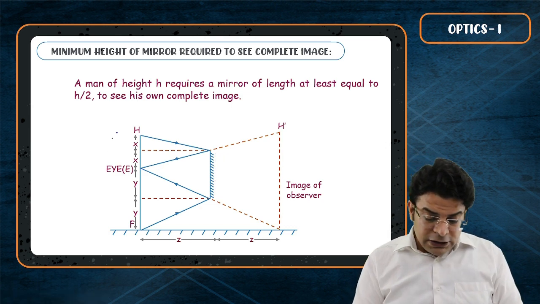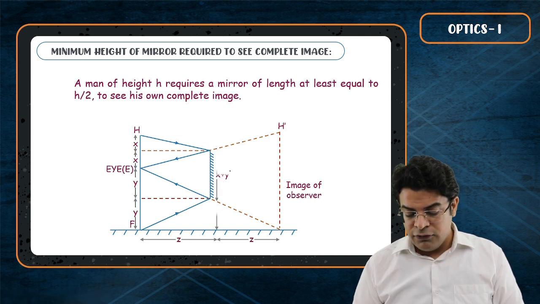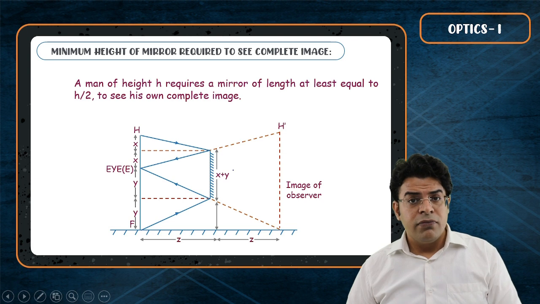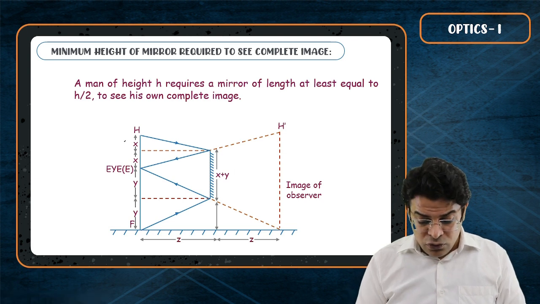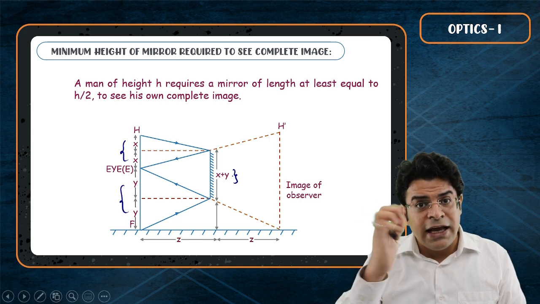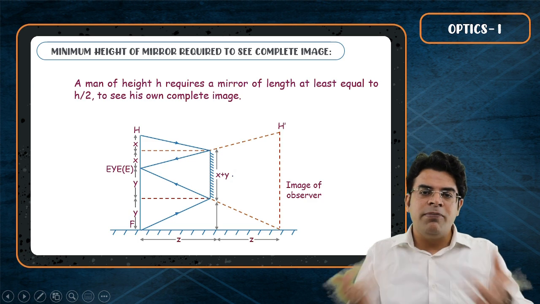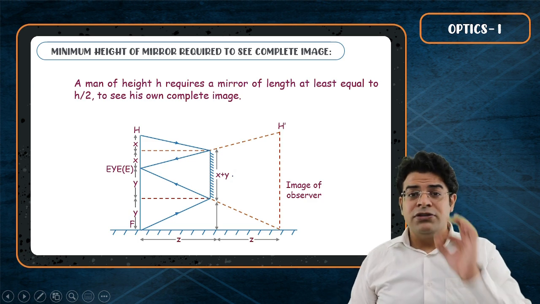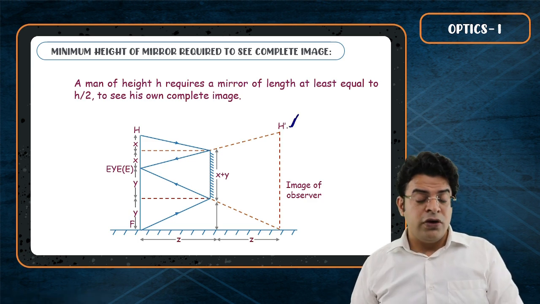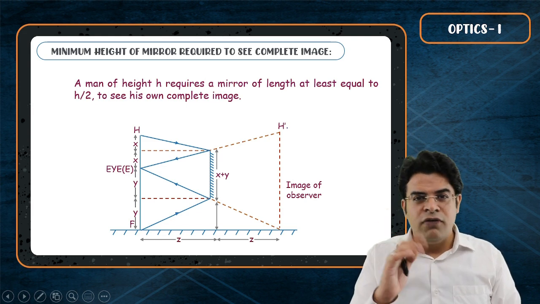So for a person of total height 2x plus 2y, the length of the mirror required is x plus y. This means that the length of the mirror required is half the height of the person. But I personally like the similar triangle analogy better. And let's use the similar triangle analogy to solve a question.